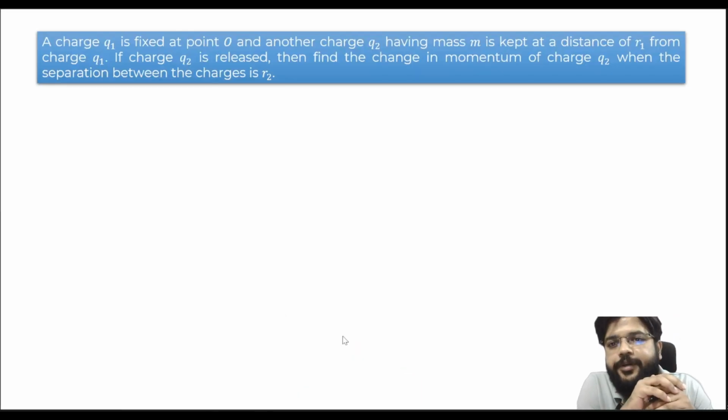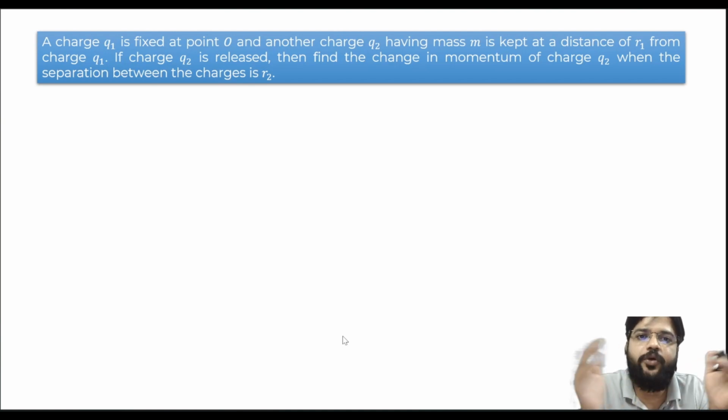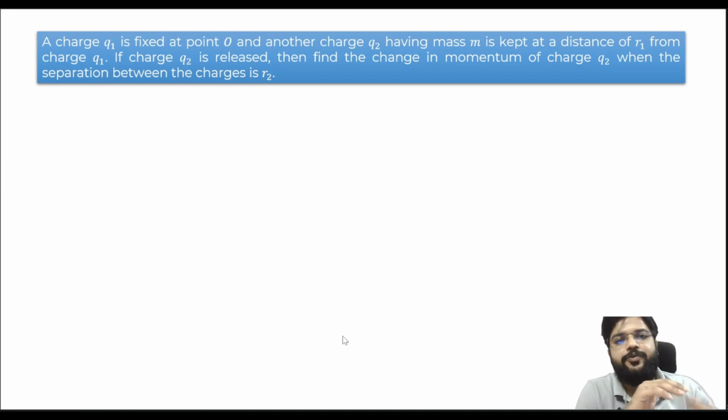Let's see the next question, everyone. A charge Q1 is fixed at point O and another charge Q2 having mass m is kept at a distance of r1 from charge Q1. If charge Q2 is released, then find the change in momentum of charge Q2 when the separation between the charges is r2. So this is the question, everyone. Let's see how we can do it.